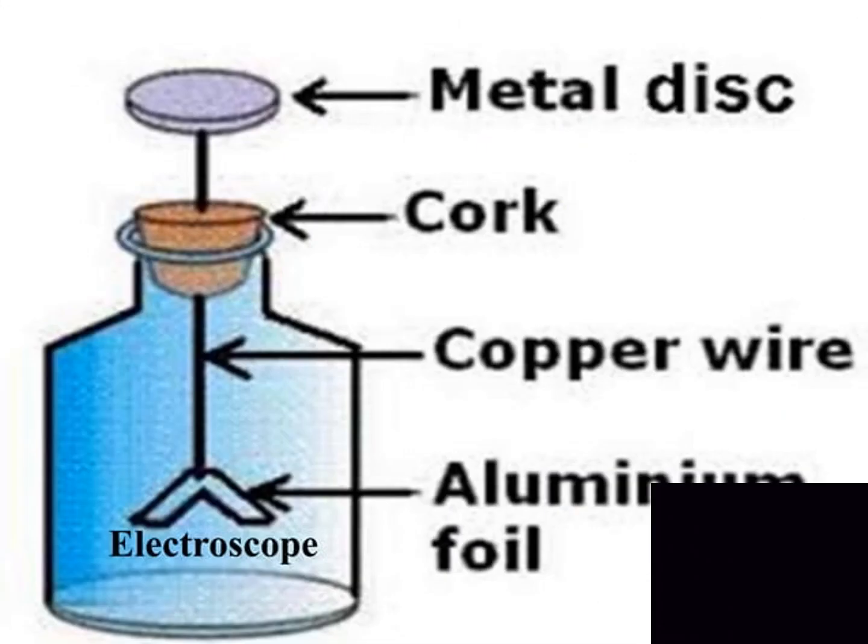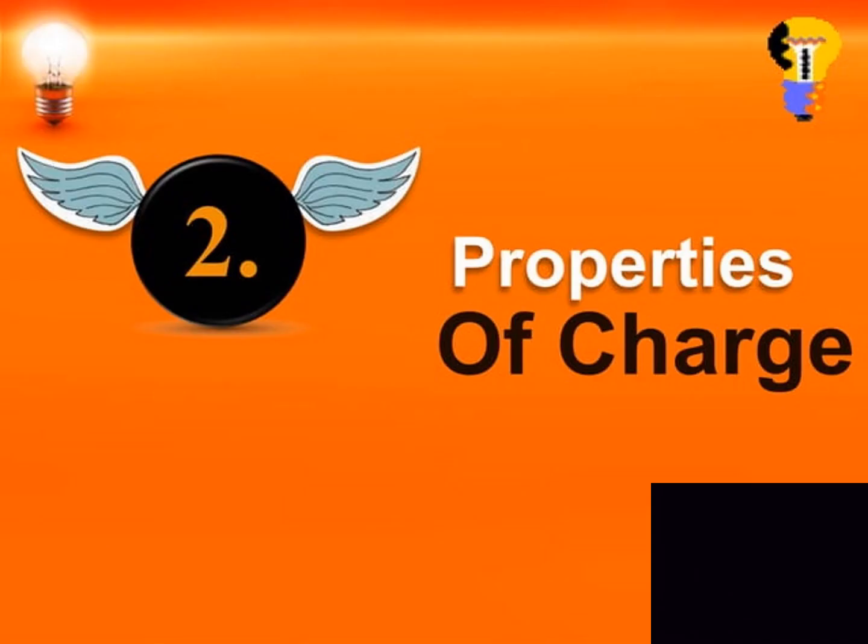So this is the electroscope. This electroscope has some aluminum foil, copper wire, cork, and a metal disc. If we place something near the metal disc, then with the help of the aluminum foil, copper, and cork, it measures the total amount of charge that has come in. It tells us how much electric charge is there.